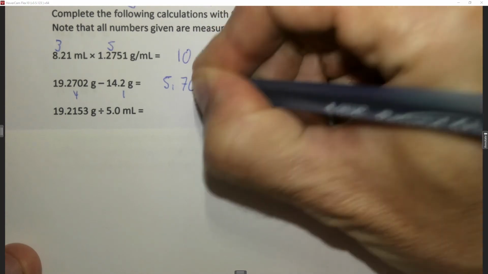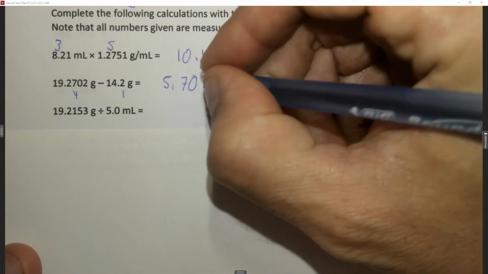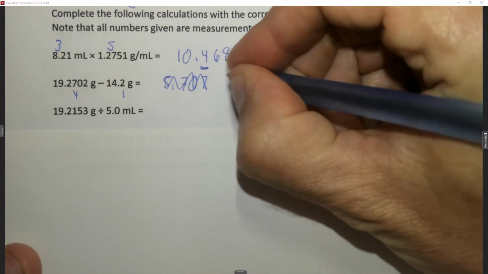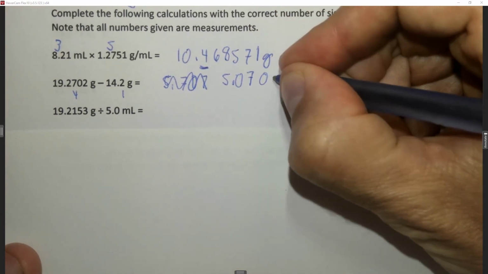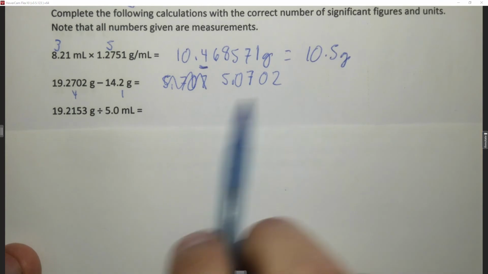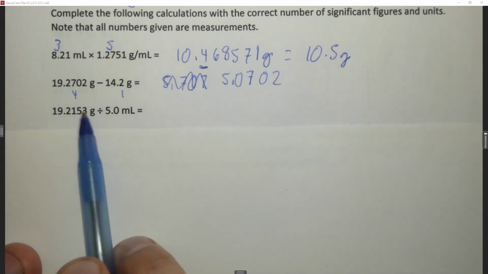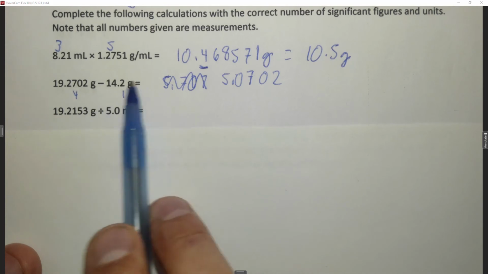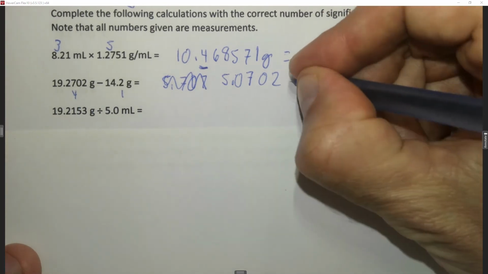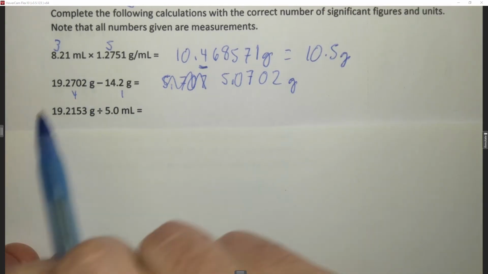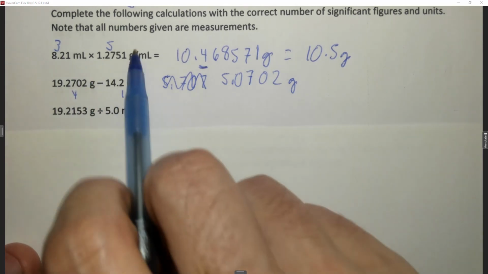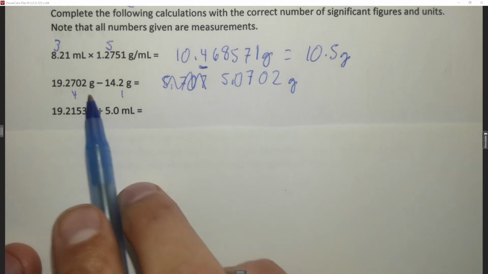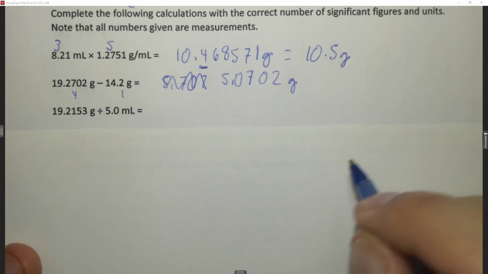So we have 5.702. Sorry, I made a mistake. It's 5.0702. Now, this is what our calculator is going to say. Now, we need to look at the units. In this case, we have grams minus grams, so the unit is just grams. Notice when we were multiplying or dividing, we have to cancel out things or potentially divide them. When you're adding and subtracting, the units just stay the same.